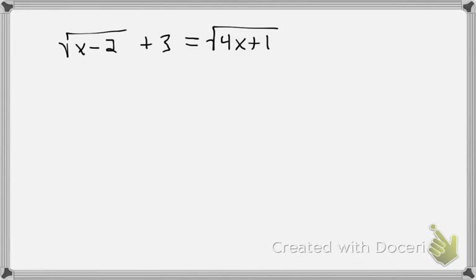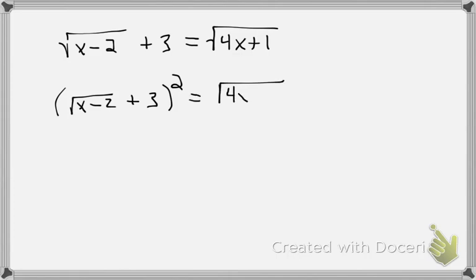So what will we do? Square both sides. But again, do we square term by term? No. We square the whole thing. So I've got the square root of x minus 2 plus 3, all squared, equal to the square root of 4x plus 1, all squared. On the right, let's pluck the low-hanging fruit. Where we just have a square root squared, they cancel each other out, right? So on the right, we just get 4x plus 1. But what's happening on the left?